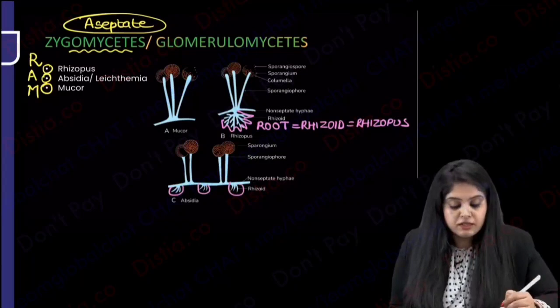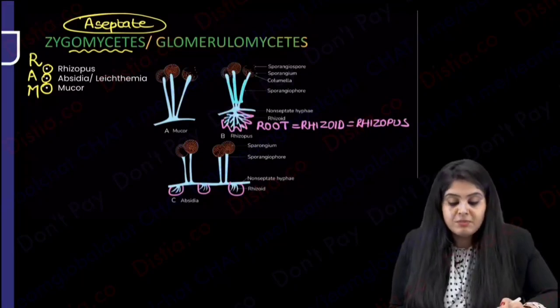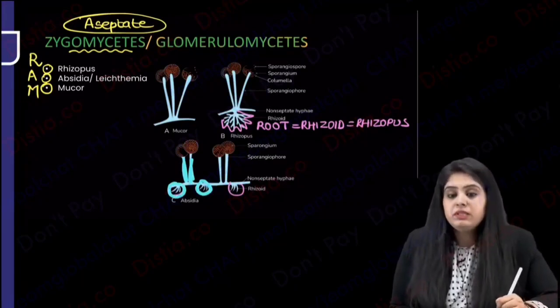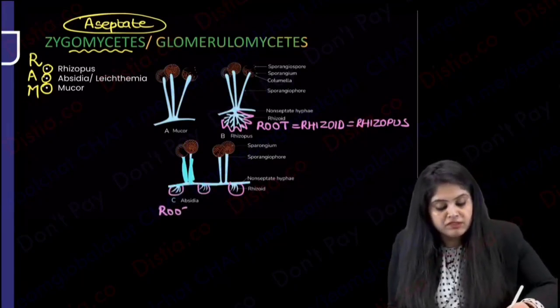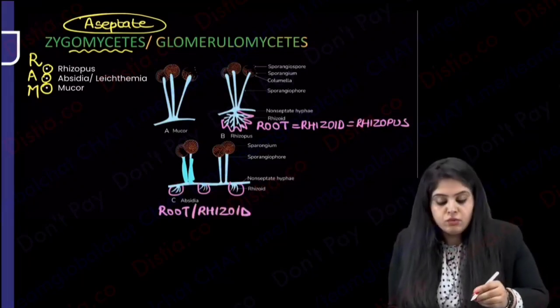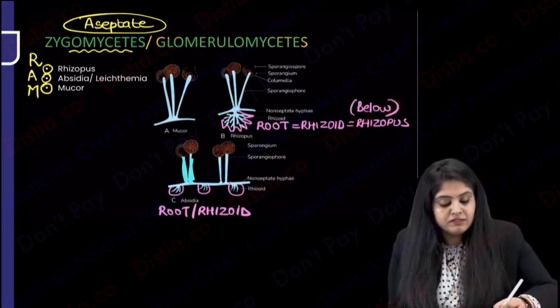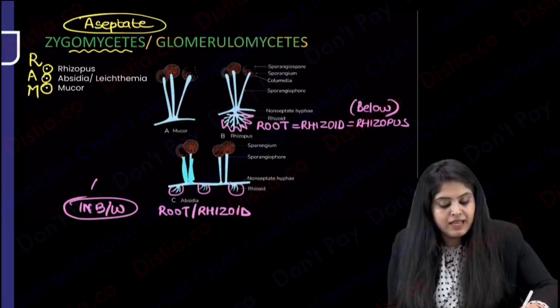the arrangement. See, earlier in rhizopus, wherever the organism was there, the root was just below it. But in absidia, I see that the organism is over here, but the root is in between. The root is coming in between the organism. So that is how you differentiate the root, because root is going to be seen in both, in rhizopus also and in absidia also. So if the root is just below, it is rhizopus. And if the root is going to be in between, then you're going to call it an absidia.